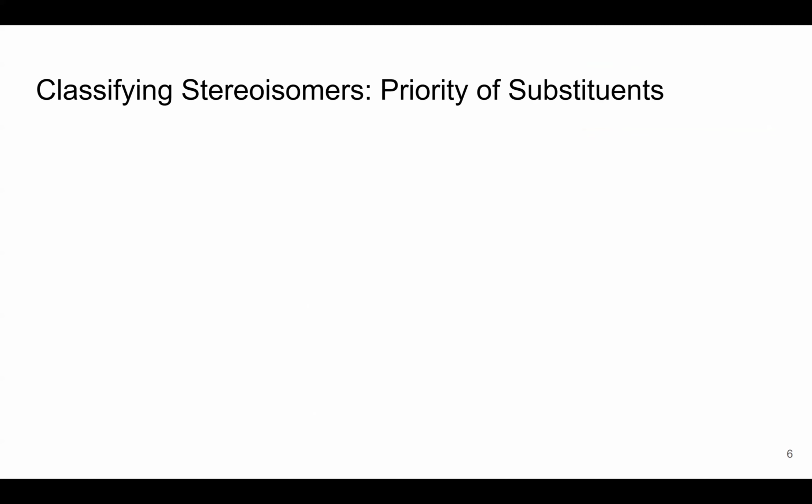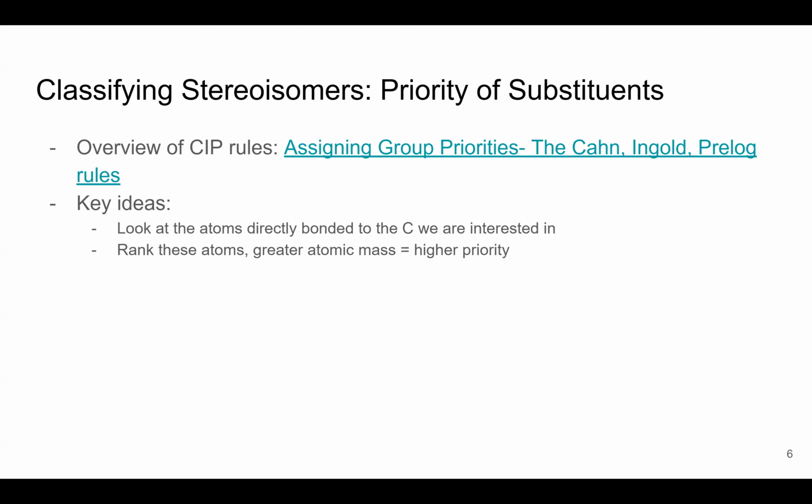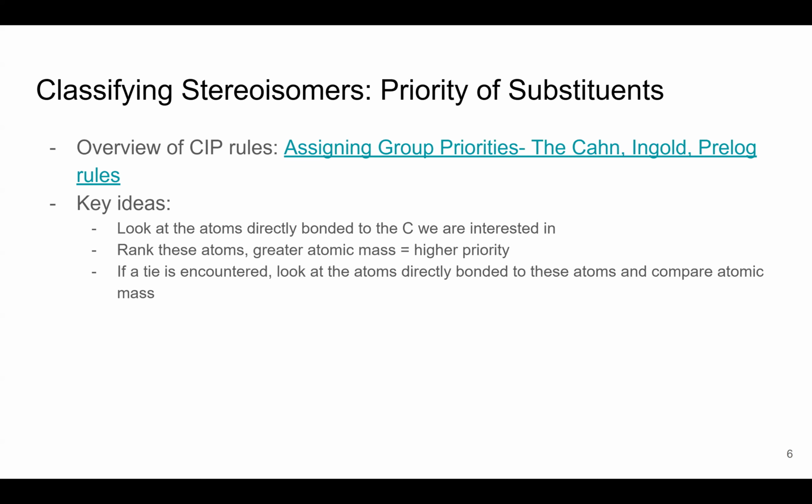So you can check out the details here. We have a set of rules called the CIP rules that will help us assign the priority of substituents. But the key ideas are to look at the atoms directly bonded to the carbon we're interested in, and we rank these atoms where greater atomic mass means higher priority. And if you have a tie, so for example, a carbon is bonded to two other carbons, then obviously the two other carbons have the same atomic mass unless they are carbon 14. Then we look at the atoms directly bonded to these two carbons and then we compare the atomic masses.